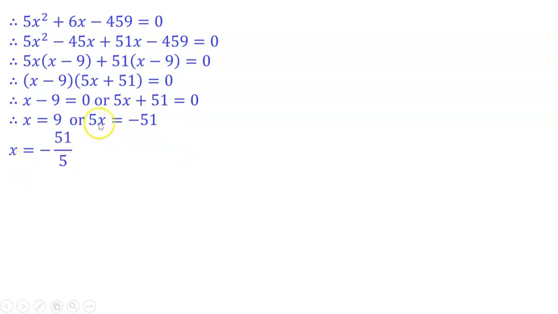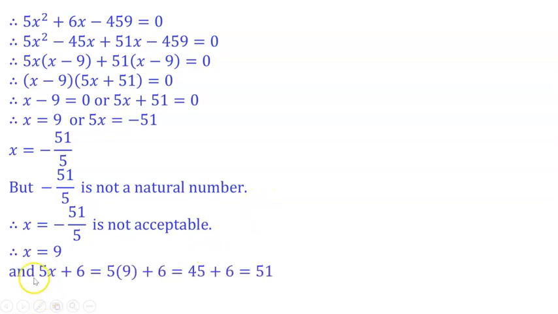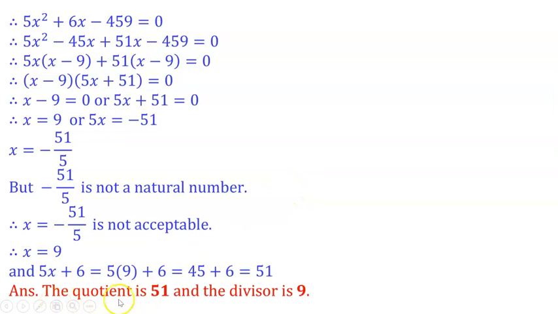x is equals to minus 51 upon 5. Okay, but x is equals to minus 51 upon 5 is not a natural number. Therefore, x is equals to minus 51 upon 5 is not acceptable, and hence x is equals to 9. Okay, and therefore the quotient is 5x plus 6, that is equals to 5 into 9 plus 6, that is equals to 45 plus 6 is equals to 51. Okay, and hence here the quotient is 51 and the divisor is 9.